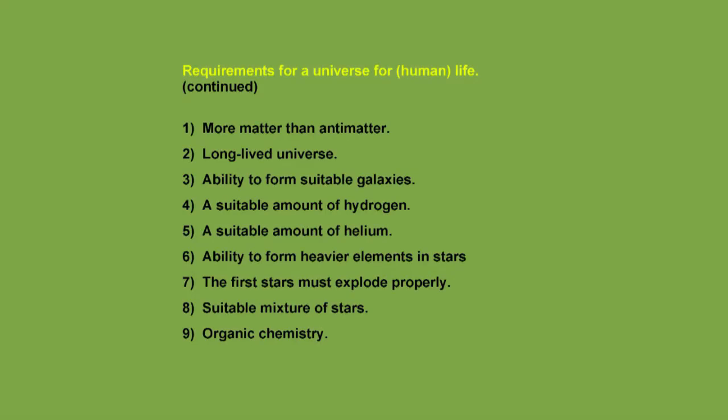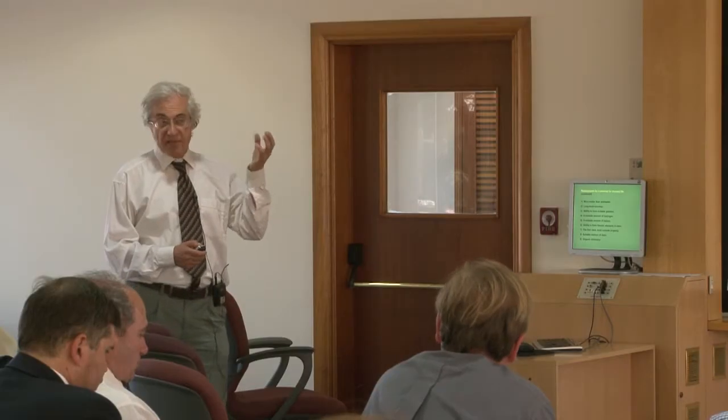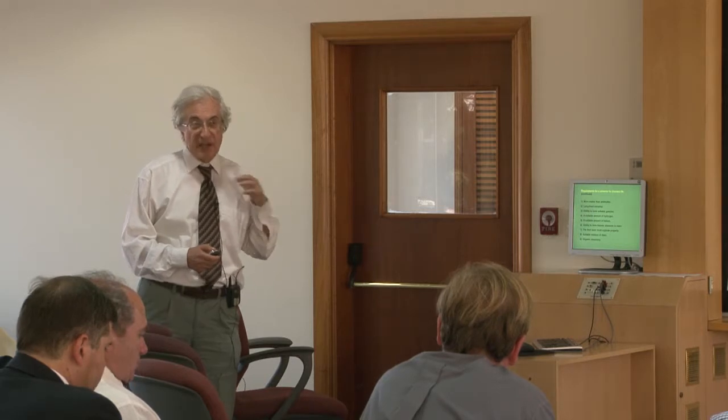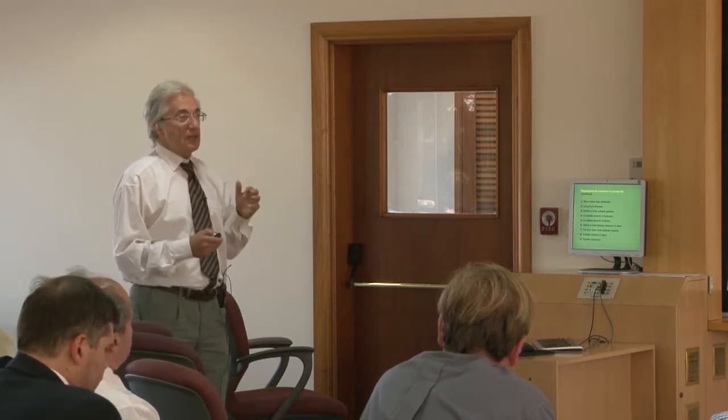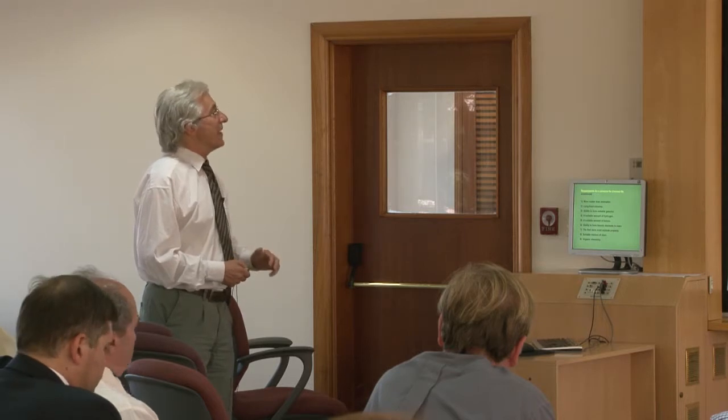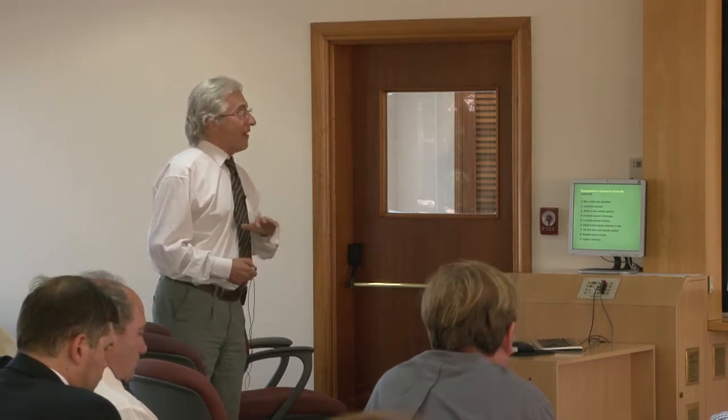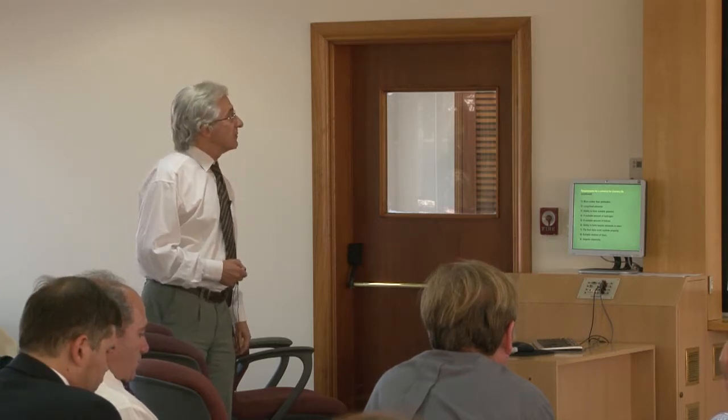Now, here's a list of some major requirements for a universe for human life. So I've just mentioned some basics. We're now getting a bit more specific. Now, we're made of protons and neutrons and electrons, not made of antiprotons or antineutrons or anti-electrons. You must have a universe that has got a lot more, let us say, matter than antimatter. Otherwise, everything would annihilate each other and nothing would be stable. So that's a requirement. It's got to be a long-lived universe. We shall see a bit about that later.